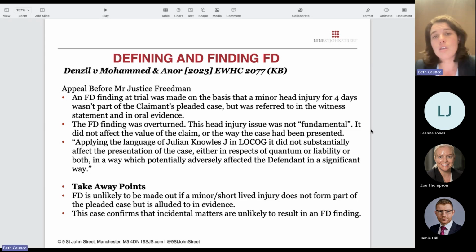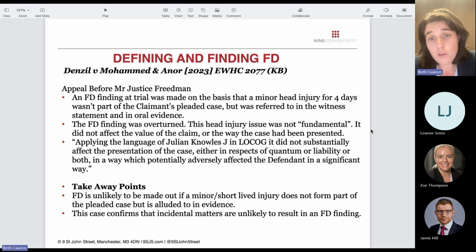On the same theme of how we determine, how we find FD, there's this case of Denzel. This was an appeal that came before Mr. Justice Friedman. At the original trial, the claimant in his witness statement and in his oral evidence referred to a minor head injury that lasted for about 4 days, but that minor head injury had not formed part of his pleaded case. Now, the claimant was found to be fundamentally dishonest and appealed, and it was overturned on appeal.